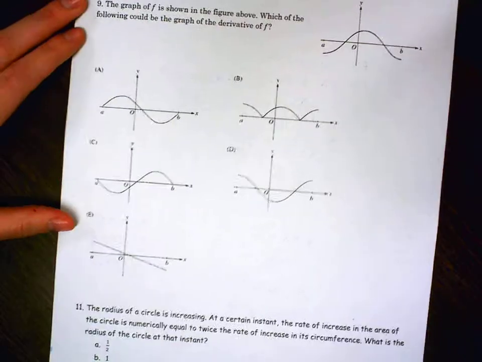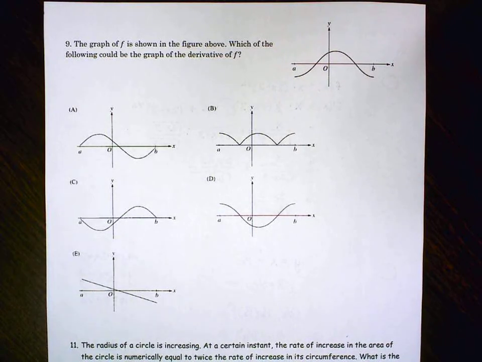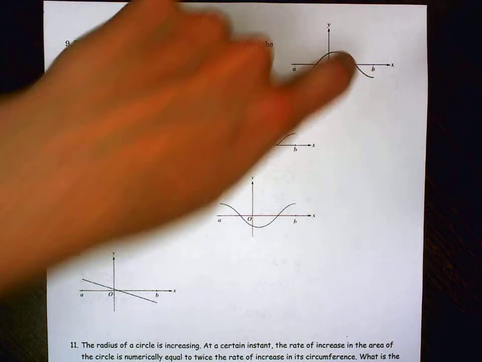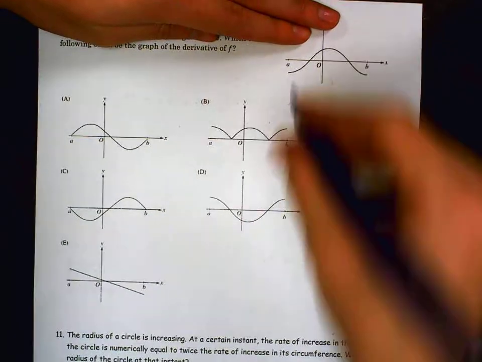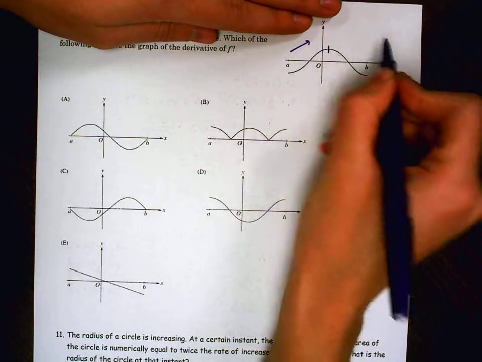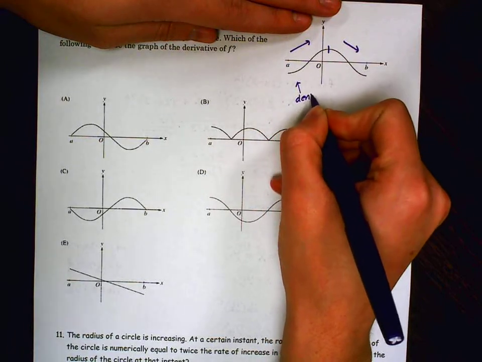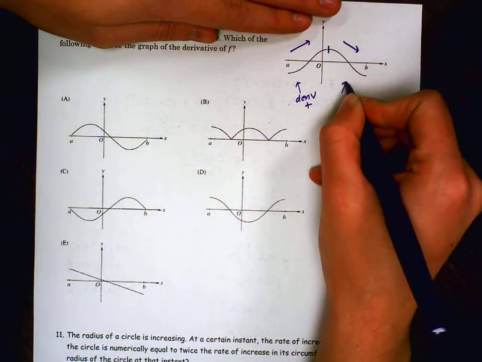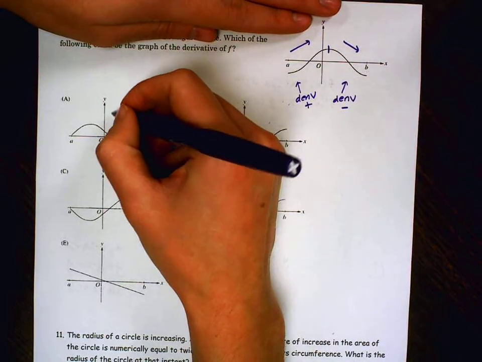Okay, let's take a look at number 9. I thought this was just a good question, so let's take a look at it. We need to figure out which of the following could be the graph of the derivative of this function. This is my f function. So let's look at increasing and decreasing. Notice I'm increasing up to this point and then decreasing, which means here the derivative is positive. Here the derivative is negative. So I'm going to take this point, right about here on all of them.